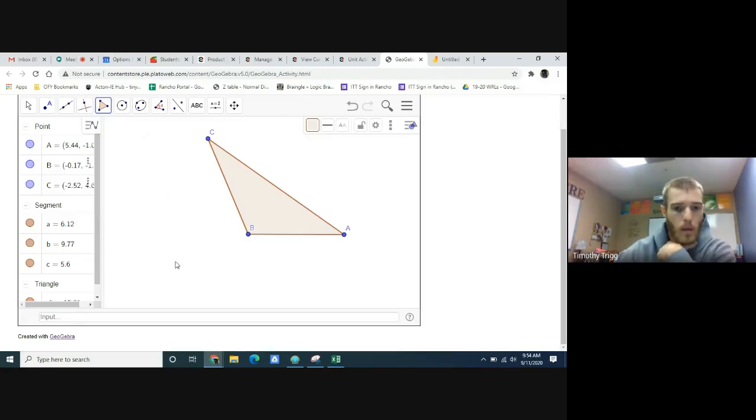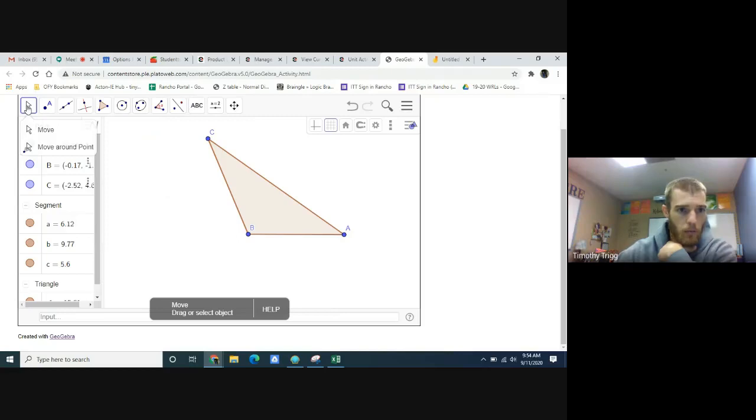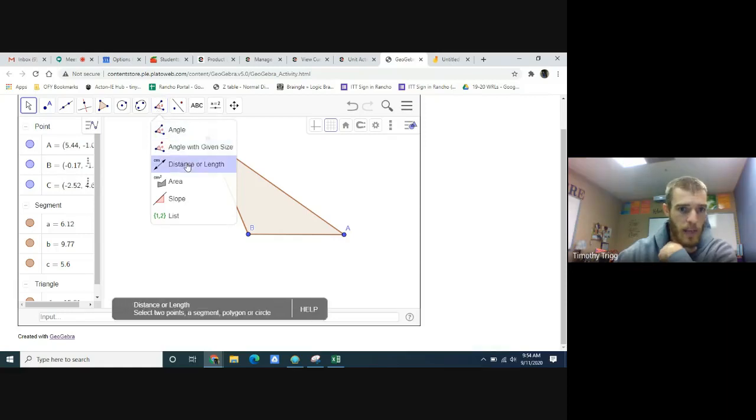Okay. So we want to know some measurements here. So remember, we're checking side, side, angle. So we need side, side, and angle. What we're going to do now is go to some measurements. We want to know two measurements of sides and the measurement of an angle, since it's side, side, angle.